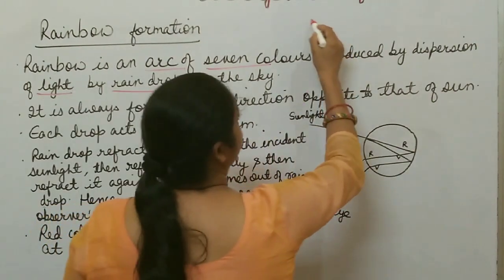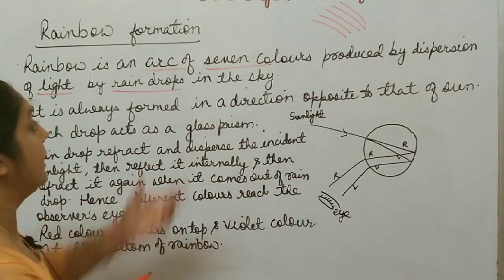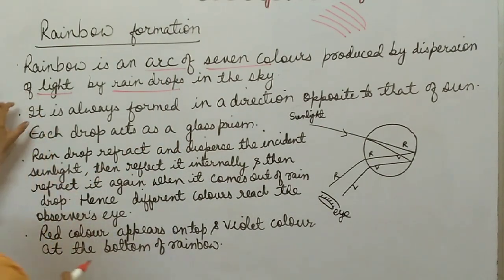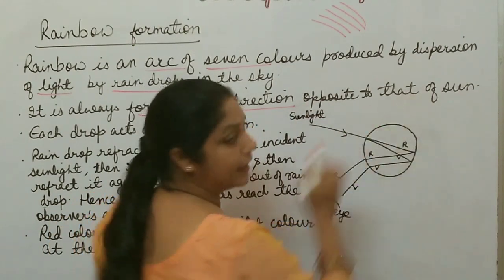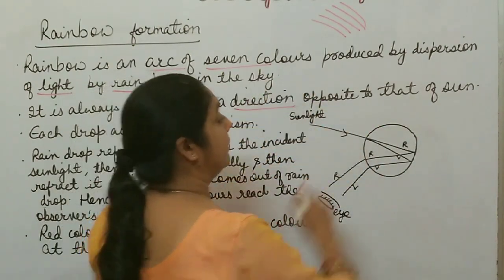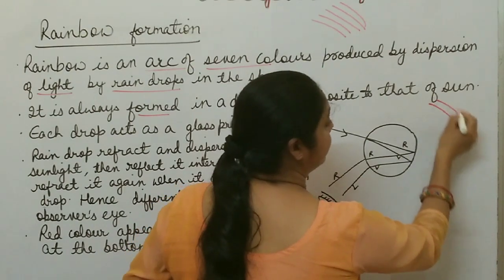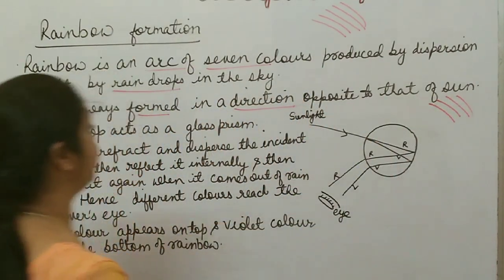And in this way, an arc of 7 colors is formed in the sky on a rainy day, and this is called a rainbow. This rainbow is always formed in a direction opposite to that of the sun. If sunlight is coming from this direction, then the rainbow is formed in this direction, right? How does this rainbow formation take place?